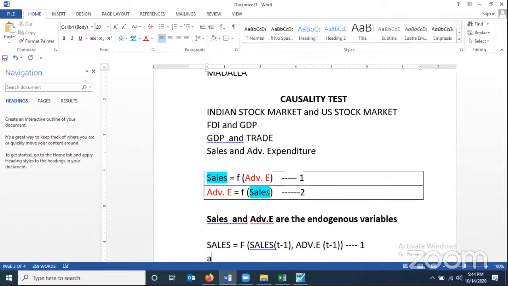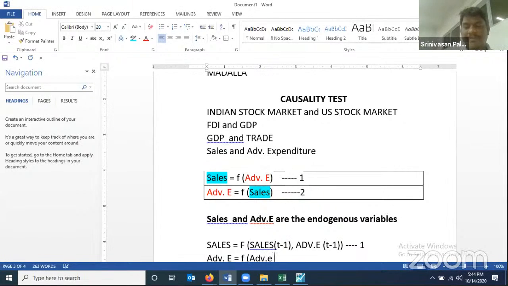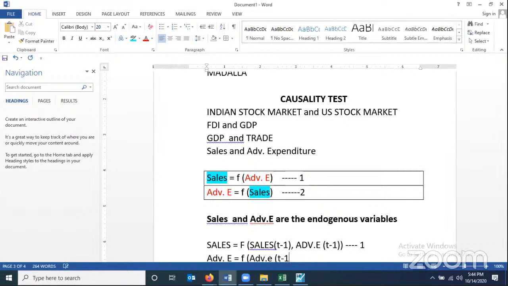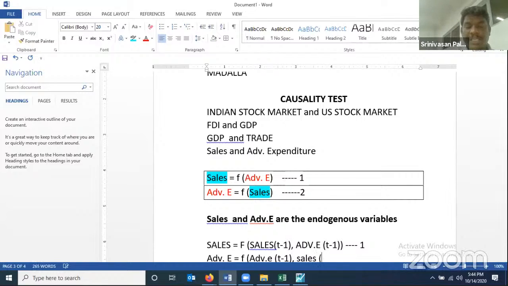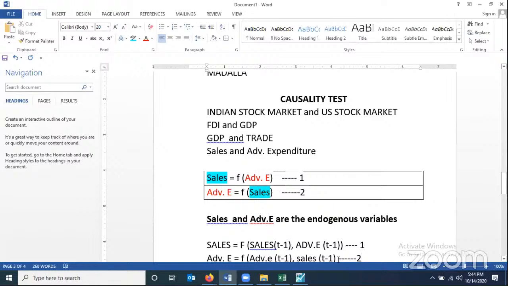Advertising expenditure, yes, beautiful. Advertisement expenditure is a function of advertising expenditure of the previous year, t minus 1, and sales t minus 1. Here, this is called an endogenous setup. So this is true.